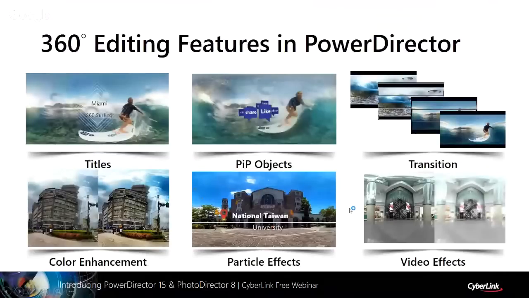In PowerDirector, we can do end-to-end 360 editing. After you import your video to PowerDirector, you can add things like titles, PIP objects, or transitions. Usually, if you have seen some 360 video on YouTube or Facebook, you probably will notice that most of these videos are not edited. They are 2 minutes, 3 minutes, very long and dry video footage. So we want to allow users to add some sparkle to it, like adding titles, PIPs, and transitions.